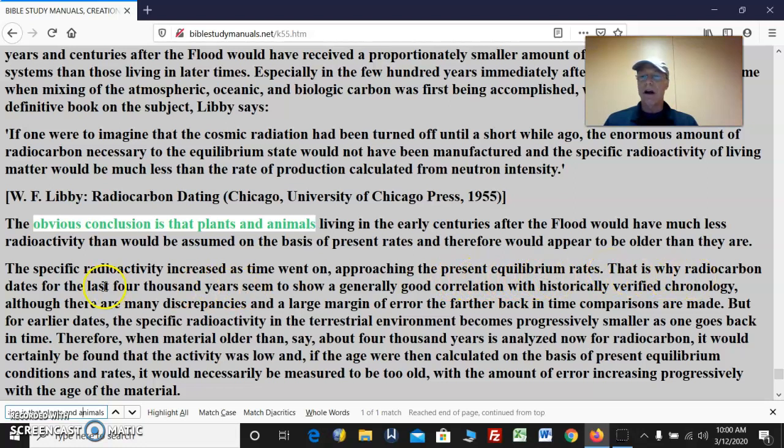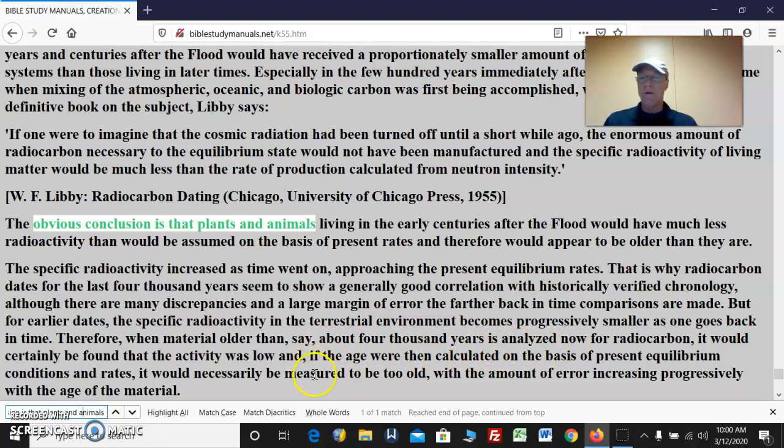That is why radiocarbon dates for the last 4,000 years seem to show a generally good correlation with historically verified chronology, although there are many discrepancies and a large margin of error the farther back in time comparisons are made. But for earlier dates, the specific radioactivity in the terrestrial environment becomes progressively smaller as one goes back in time.